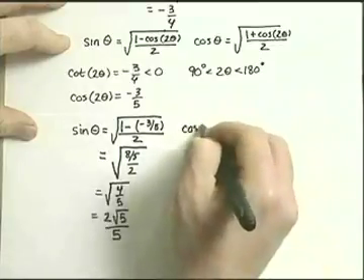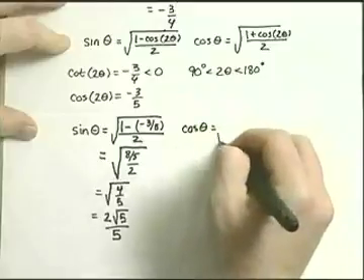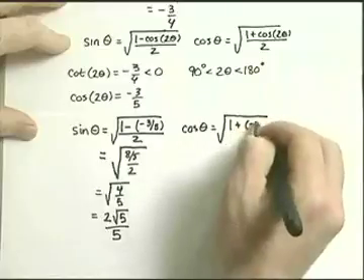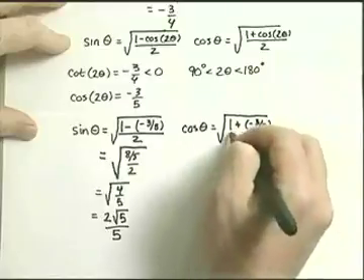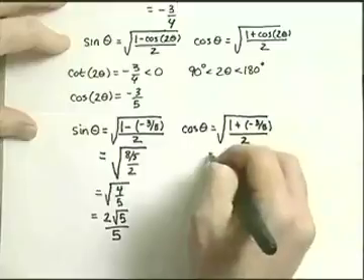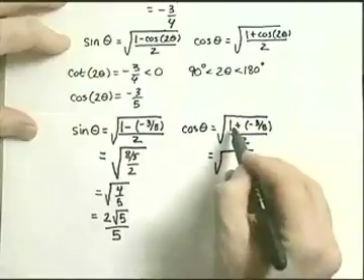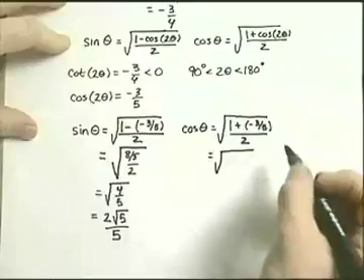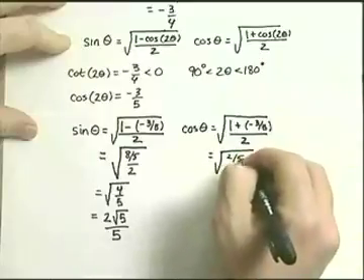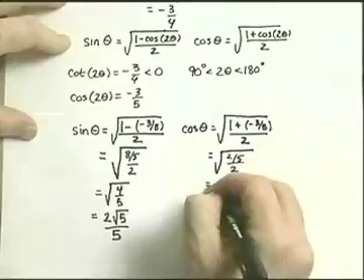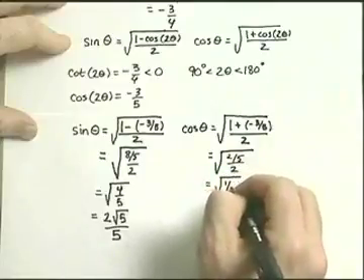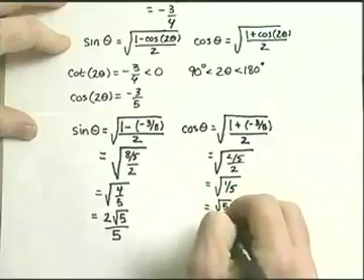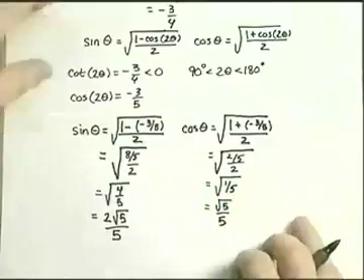Likewise, I need to get the cosine of theta. That's going to be 1 plus negative 3/5 divided by 2 under the radical. So I have 1 plus negative 3/5, which is 1 minus 3/5. That's going to give me 2/5. So I have 2/5 divided by 2, which is the square root of 1/5. And if I rationalize my denominator, I get root 5 over 5.